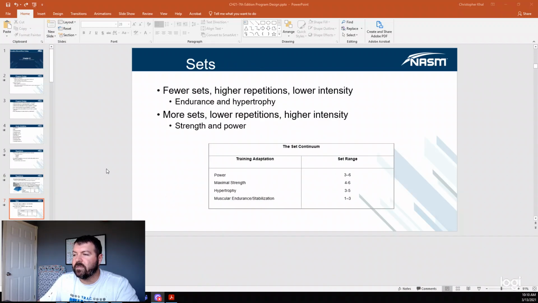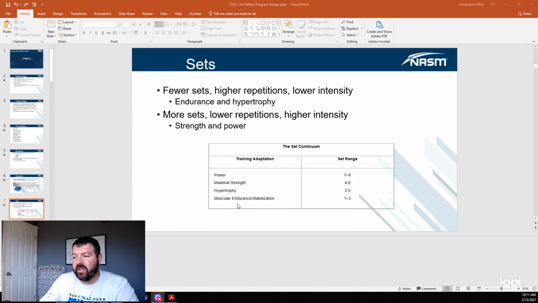Okay. All right, sets. So we just talked about reps. Sets are going to dictate a lot of what you want to do, in your endurance especially. So fewer sets means higher reps and lower intensity. This is going to be your endurance and hypertrophy, building that muscle bulk. And the more sets you have, the lower the repetitions and the higher the intensity. This is going to be your strength and power, depending on what you want to do.